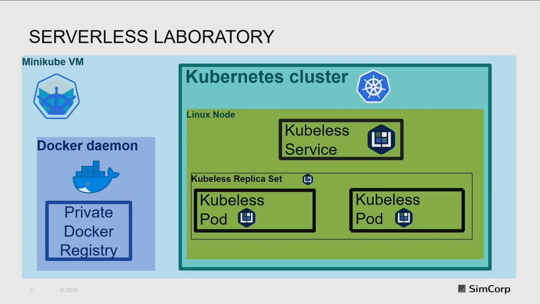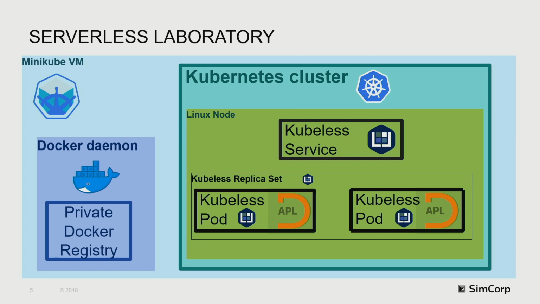Maybe you will be scared because there are lots of things here. This is the scene, what I'm using at this moment. I have a Minikube VM in which first a Docker daemon is running, and I'm using a private Docker registry, from where you pull the Docker images. In this VM there is also a provisioned Kubernetes cluster with one Linux node. In this Linux node, we have Kubeless pods and Kubeless service. I will explain later what that means. But the challenge of all this was to put APL in these Kubeless pods.